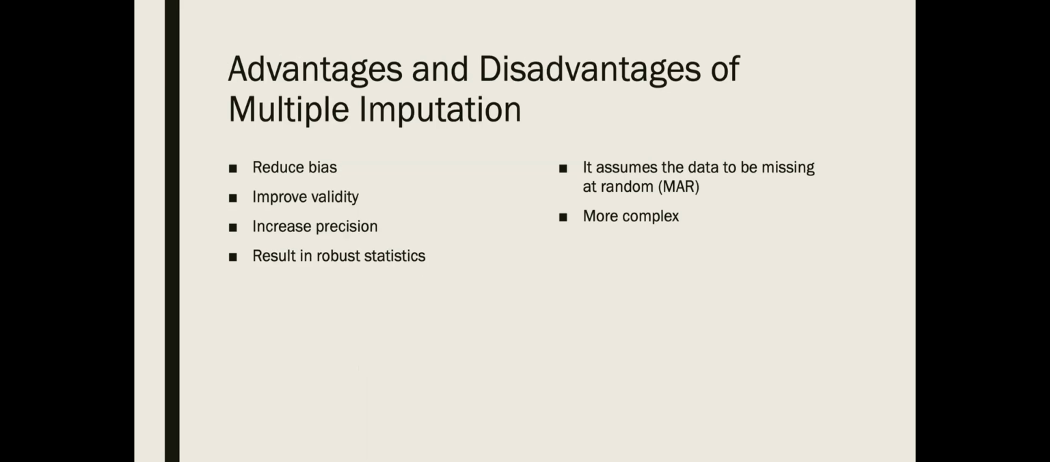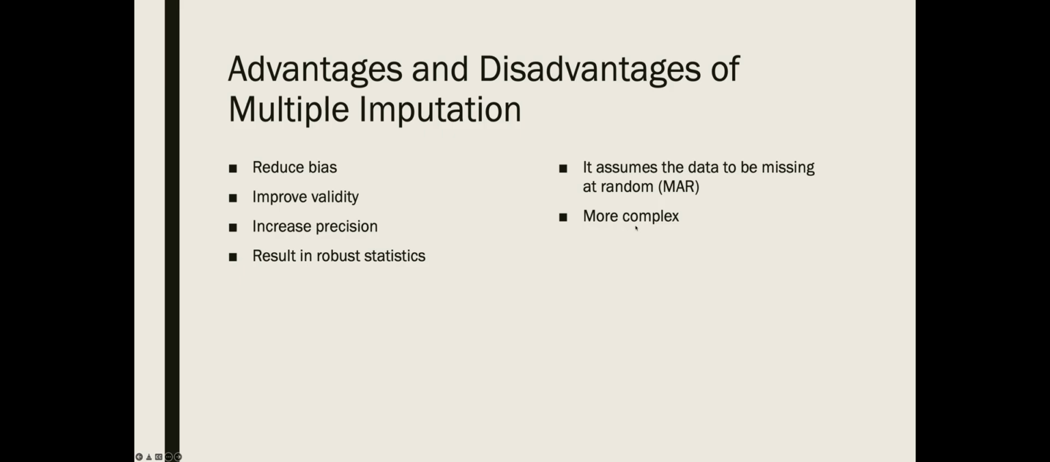The advantages of multiple imputation: it can reduce bias, improve validity, increase precision, and result in robust statistics. And the disadvantages: the data has to be missing at random. So we assume, whenever using MICE, which is the library used in R, that it's always missing at random.